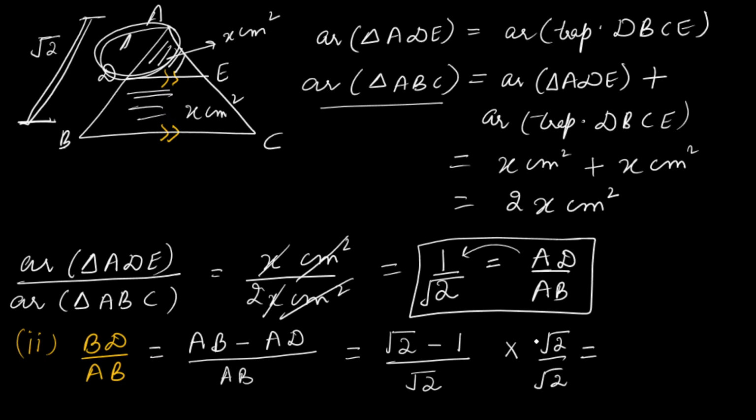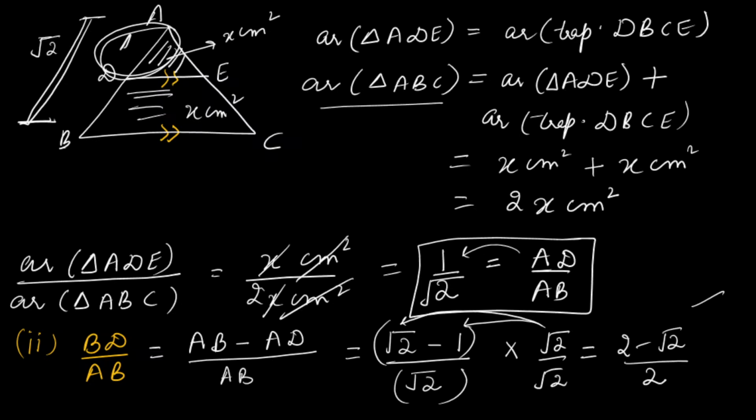If we do rationalization, this will get multiplied. Root 2 into root 2 is 2. So 2 minus root 2 into 1 is root 2, by root 2 into root 2 is 2. Yes, so that's the correct answer. We have to rationalize whenever we have an irrational denominator. Okay, so the ratio is 2 minus root 2 by 2.